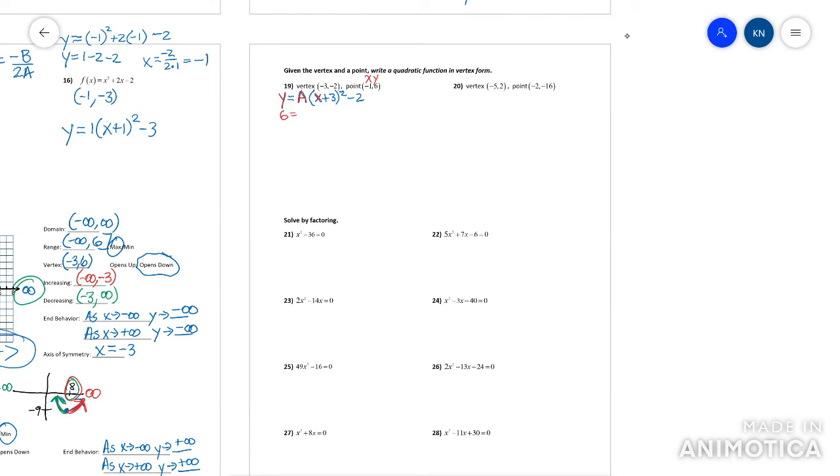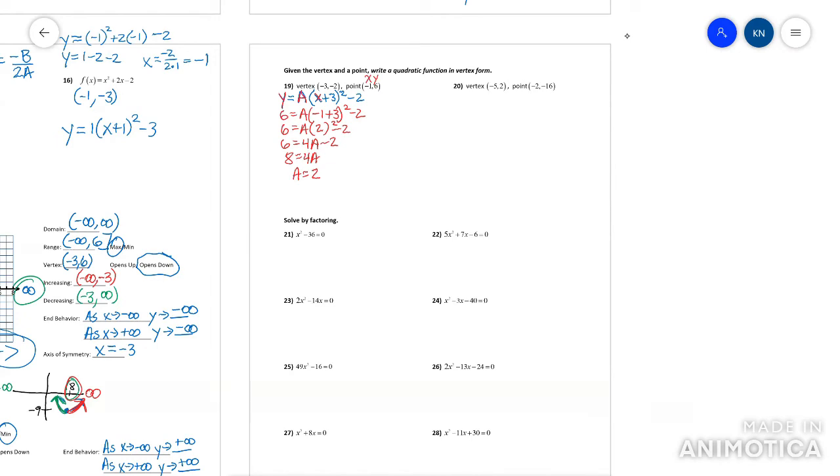6 is my y value. A is what I'm solving for. Negative 1 plus 3 squared minus 2. Then just solve it. Negative 1 plus 3 is 2. You're still going to have to square that 2, though, so this part actually becomes 4a. 2 squared is 4. Solve it, add 2. Divide by 4. A is 2.